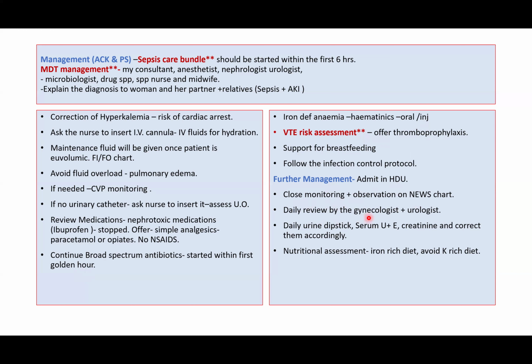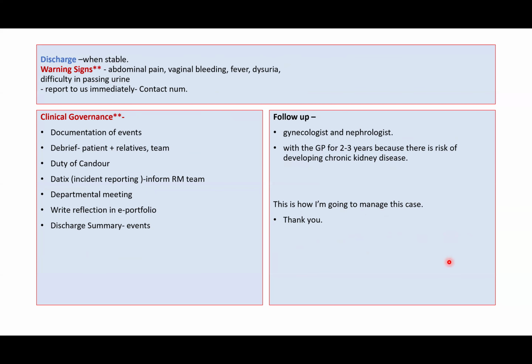Daily review has to be done by the gynecologist and urologist. Daily urine dipstick has to be done. Daily serum urea, electrolyte, creatinine, and correct them accordingly. Nutritional assessment is important. We have to offer the patient iron-rich diet and avoid potassium-rich diet.